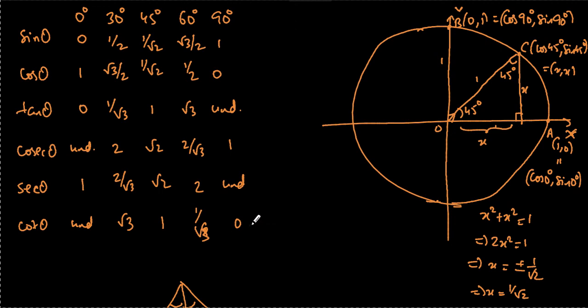This 0 can be explained like this. Cot theta is also cos theta by sin theta, so 0 by 1. So these are the values for these 5 angles for the 6 trigonometric ratios.